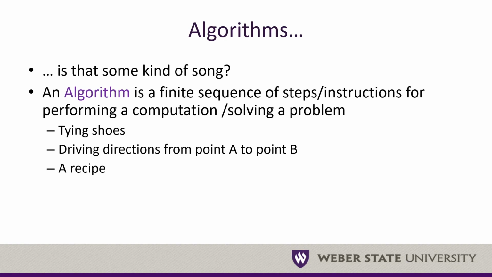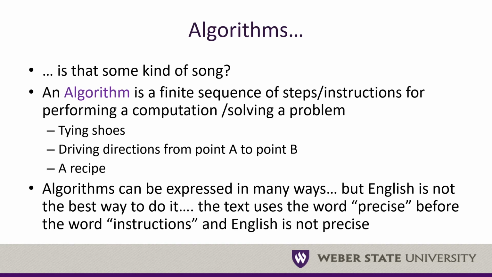All of those are algorithms. We've done them. We've used them pretty much our whole life, I think. Your parent might tell you, go to the store and get these things. And then we'll write the list of things in the order that they're going to appear in the store. But we can express them in a lot of different ways. English is not always the best way to do it.